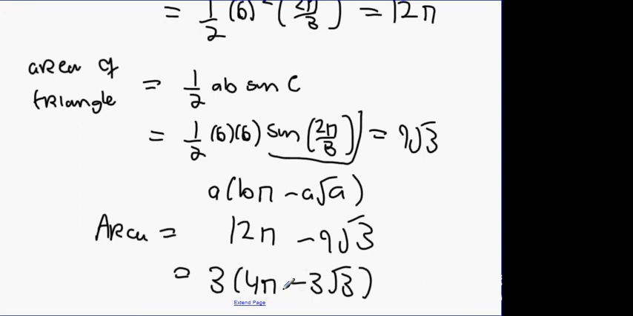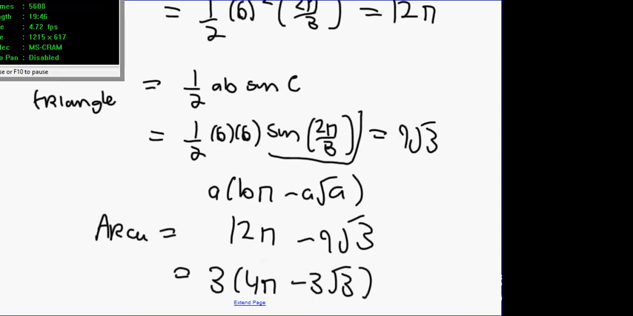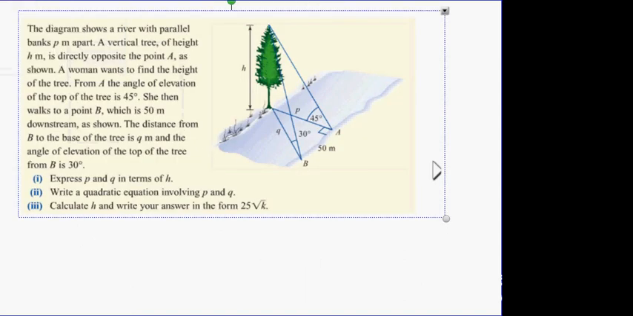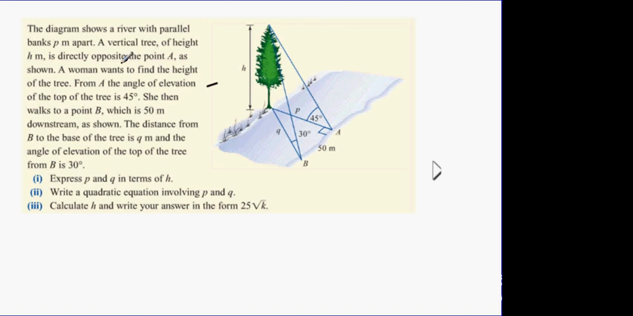Number 6. A diagram shows a river with parallel banks p meters apart. The vertical tree of height h is directly opposing point A as shown. Directly opposing means that's 90 degrees down there. From A, the angle of elevation to the top of the tree is 45 degrees. She then walks to point B, which is 50 meters directly downstream.